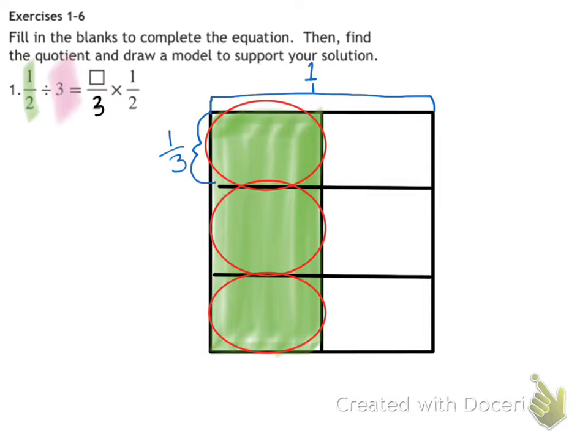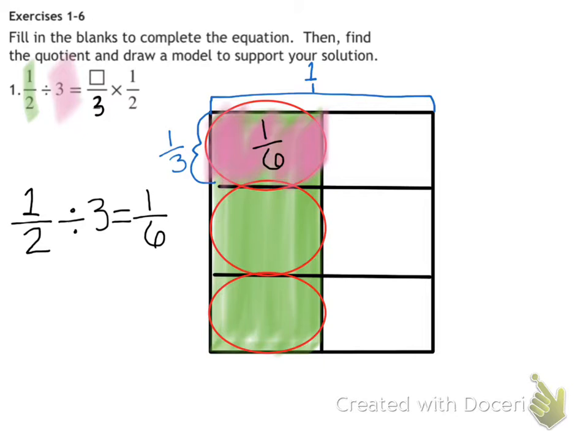Now, I'm shading in what 1/3 looks like. I just shaded in 1 out of 1, 2, 3, 4, 5, 6. 1 out of 6. So this represents 1/6. So 1/2 divided by 3 equals 1/6.